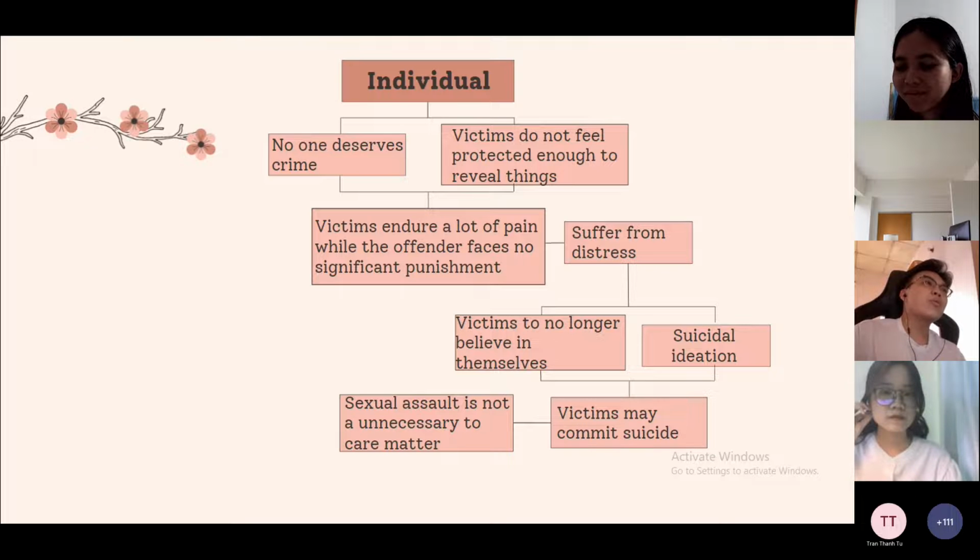No one deserves harm, and victims do not feel protected enough to reveal things. Then victims endure a lot of pain while the offender faces no significant punishment, and they suffer from distress. Then victims no longer believe in themselves and have suicidal ideation, and a victim may commit suicide. Sexual assault is then treated as not a matter worth caring about.